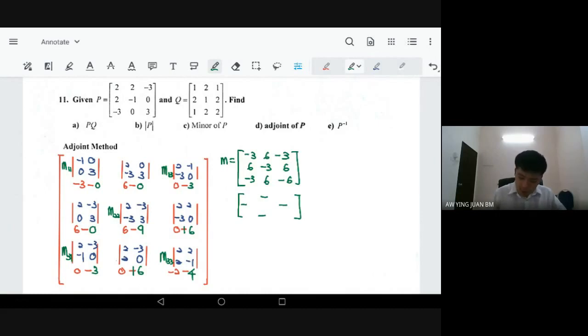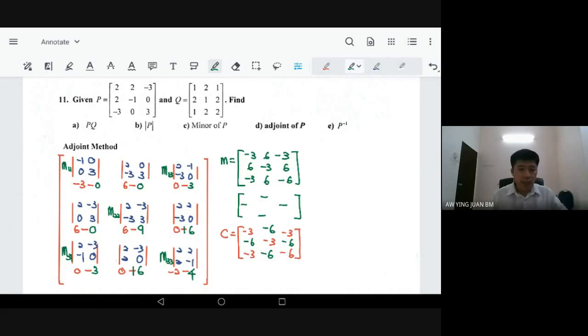After you apply the sign, we have the cofactor, where we have negative 3, negative 3, negative 3, negative 3, negative 6. The rest, we have to multiply with the negative. So we have negative 6, negative 6, negative 6, negative 6. So here we have the cofactor, from the minor.